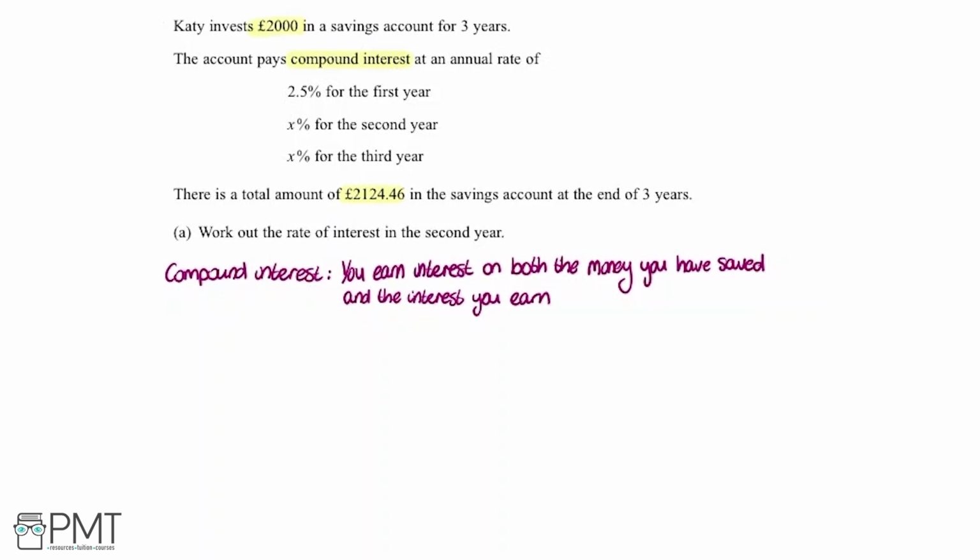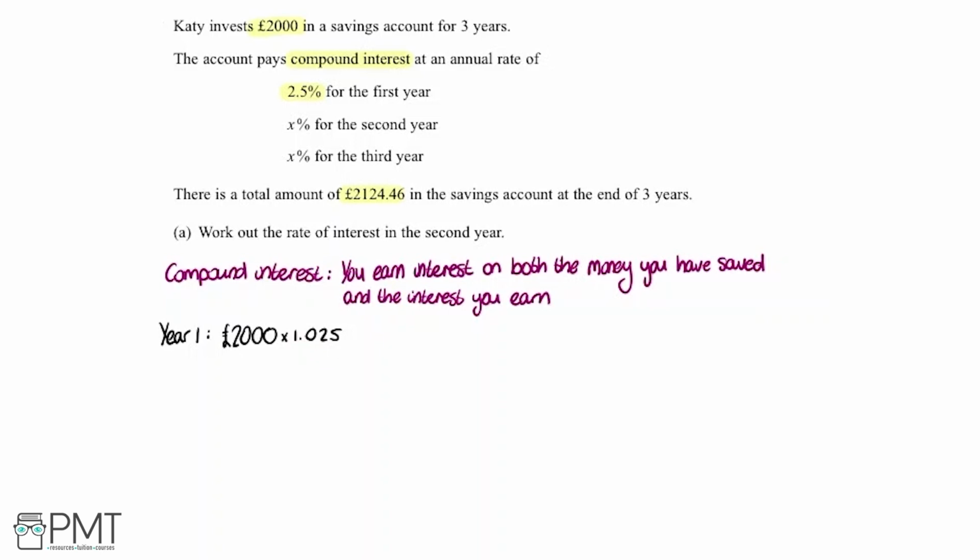I'm going to start off looking at year 1. So it says in the question that Katie starts off with £2,000. In the first year, there's an interest of 2.5%. So we need to increase this by 2.5%. So to do that, we times by 1.025. And you might just know that that's what we need to multiply by when you're given a percentage.